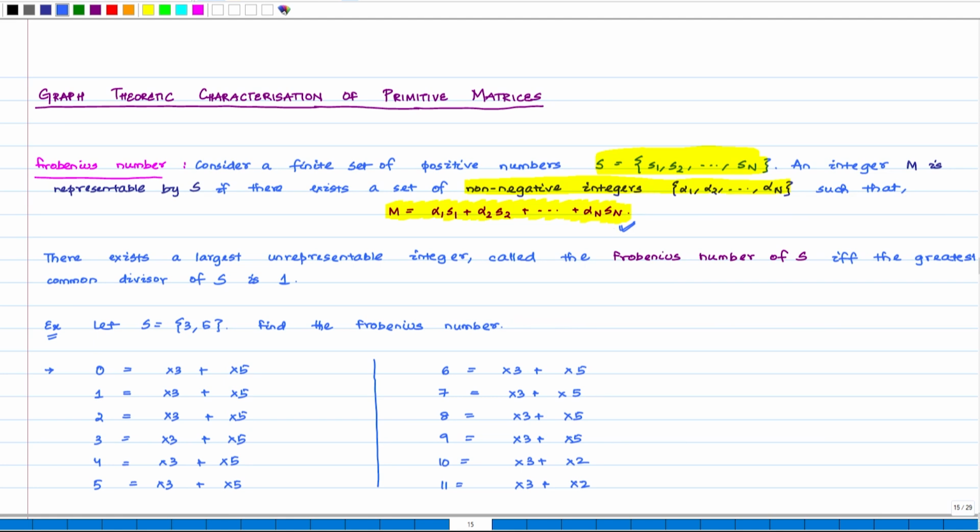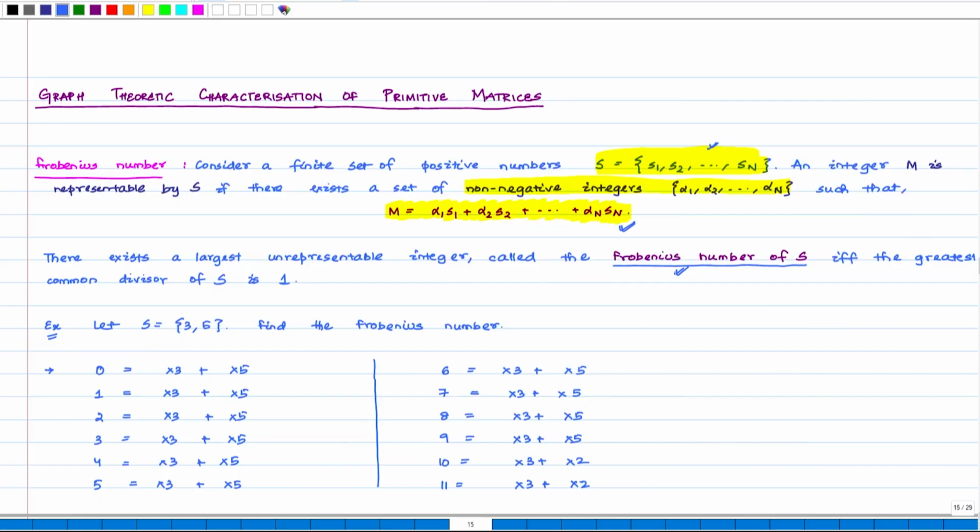Now, say we have a set of numbers s1 to sn. In that case, there often exists a largest unrepresentable integer, and that integer is what is known as the Frobenius number of the set S. And when does the Frobenius number exist? It only exists when the greatest common divisor of all the numbers in the set S, which is small s1 to small sn, is equal to 1. Only then can we find such a number.